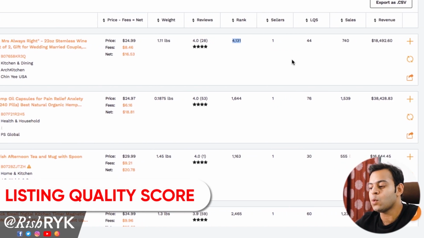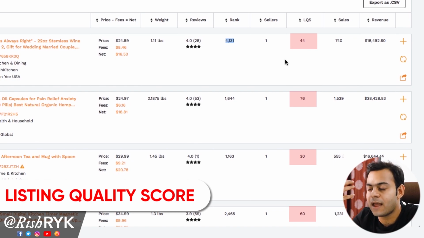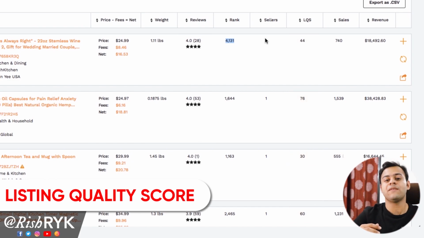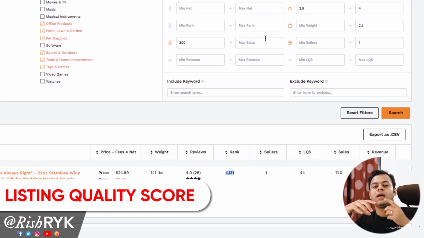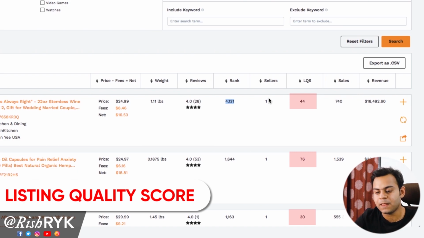LQS is listing quality score. Now this is a score which is only provided by JungleScout. It is JungleScout's value proposition for you. It's not something that you see on Amazon. Amazon does not give any kind of score. Now the LQS, or the listing quality score, actually depends on certain criteria, such as your listing images. If you have all of the images or not, or if the images are good or not. JungleScout runs some algorithms and some intelligence on that to calculate this listing score.